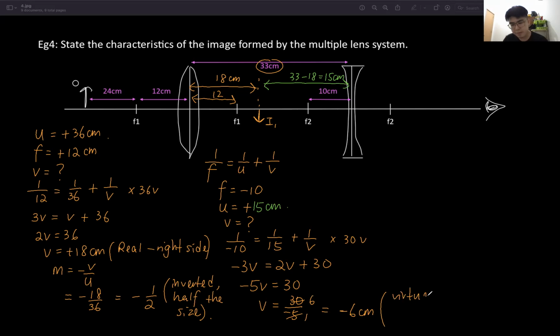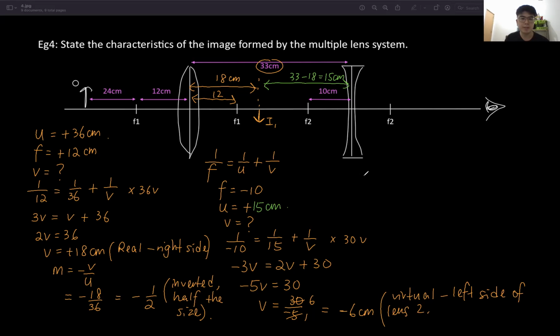Okay, so it's virtual. That means it's on the left side of what? Of the second lens. Left side of the second lens. So left side of lens number 2 and 6 cm from it. So let me draw it.